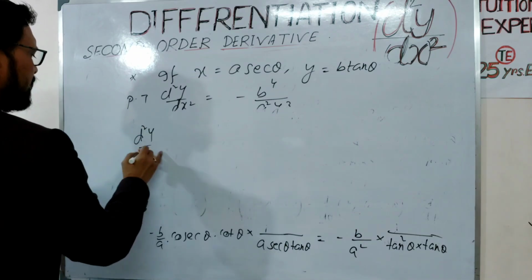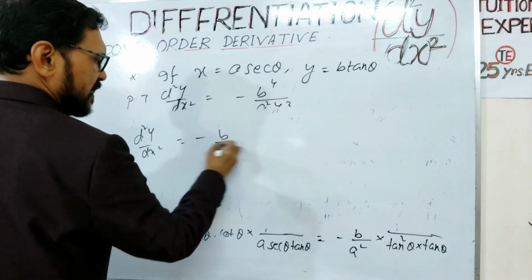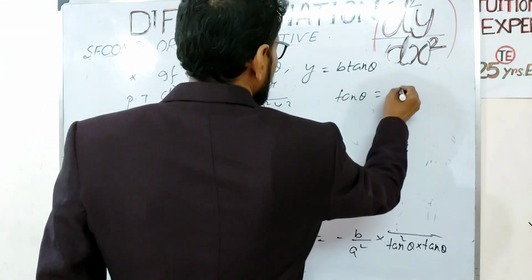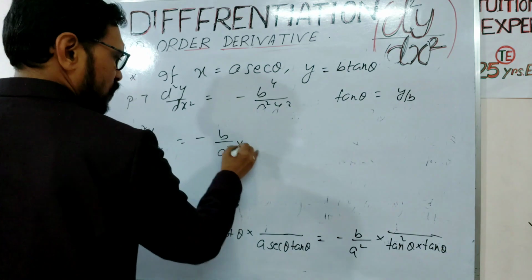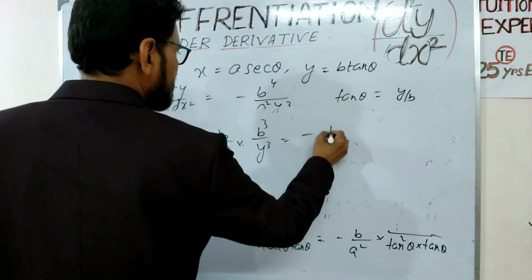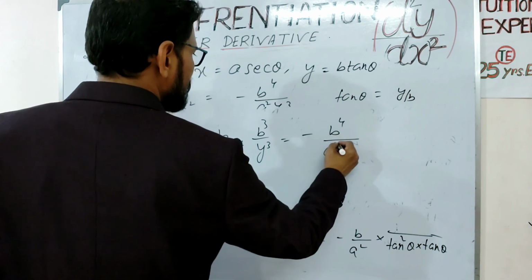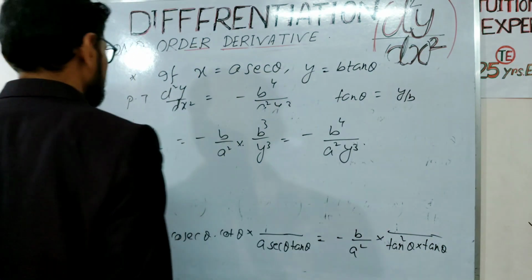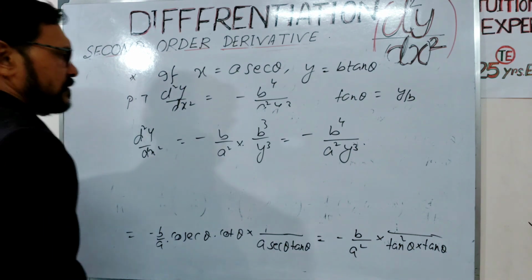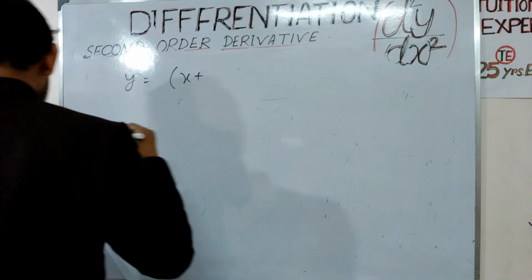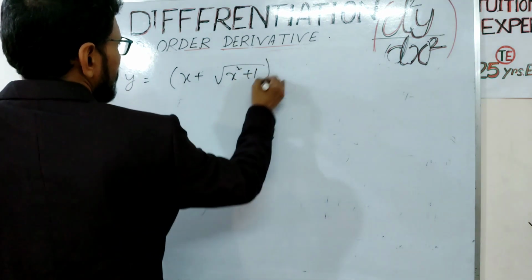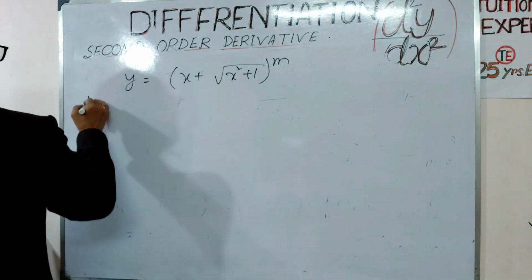d2y by dx square equals minus b by a square tan cube theta. What is tan theta? Tan theta equals y by b. So y by b, that is b cube by y cube, that is minus b to the power 4 by a square y cube. Proved.